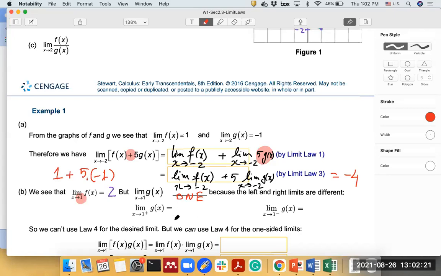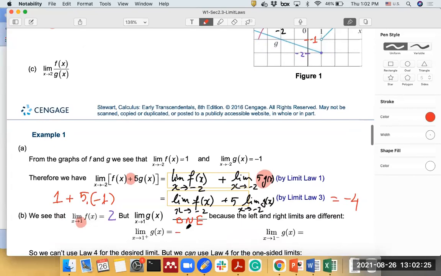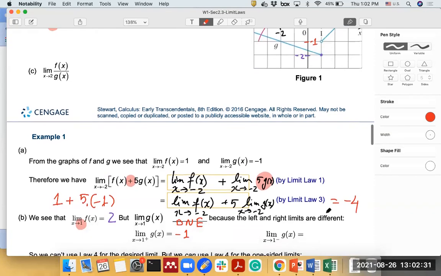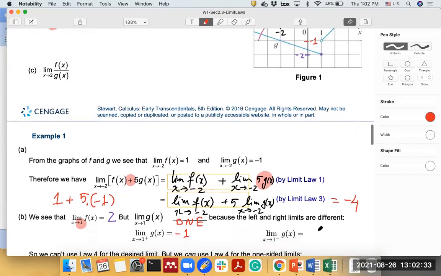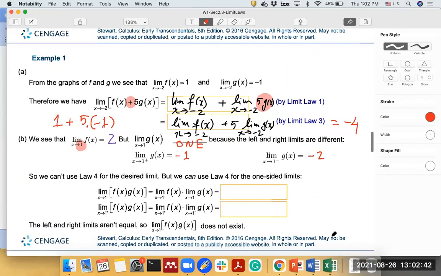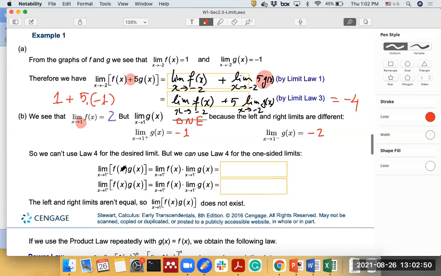And the right-hand limit of g, according to this graph, will be -1, as you say. And what is it from the left side of 1? -2, right? So the limit of g does not exist. Therefore, we cannot compute the limit of the product.